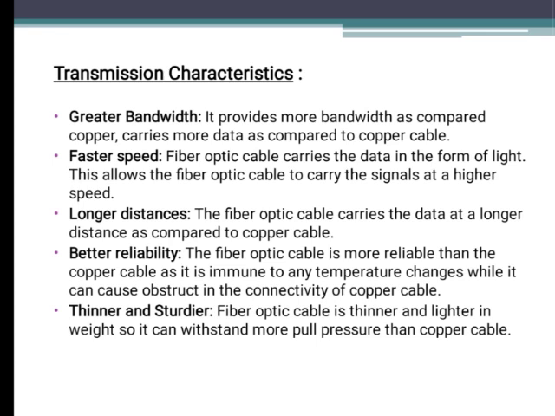It has better reliability. The fiber optic cable is more reliable than the copper cable as it is immune to temperature changes. Thinner and lighter: fiber optic cable is thinner and lighter in a way, so it can withstand more pull pressure than the copper cable.